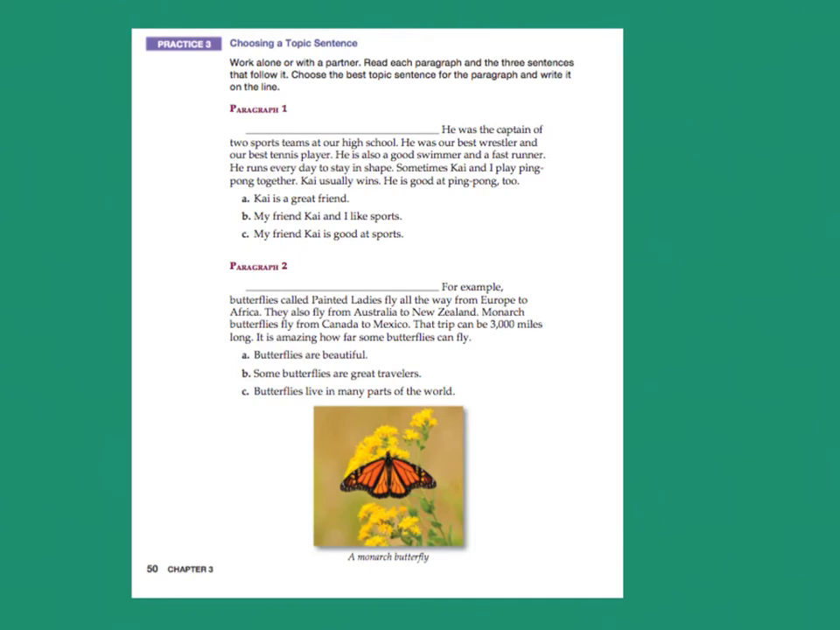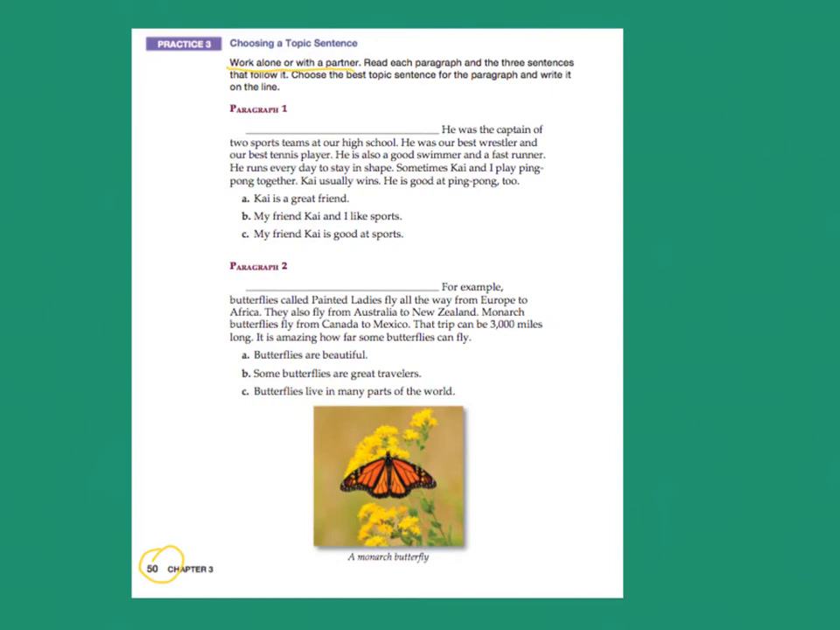The next practice with topic sentences is on page 50. Here the directions say to choose a topic sentence. We have to work alone, right? Unless you have a brother or sister with you. Read each topic paragraph and the 3 sentences that follow it. Choose the best topic sentence for the paragraph and write it on the line. So we're going to read the paragraph sentences and think what would be a good main idea sentence.